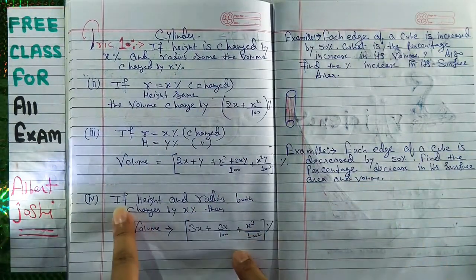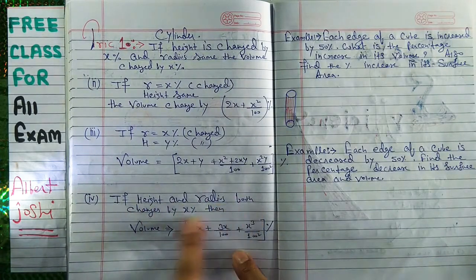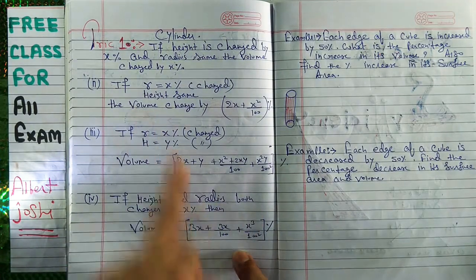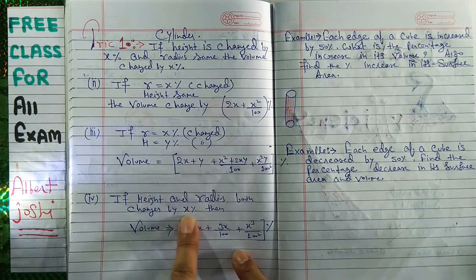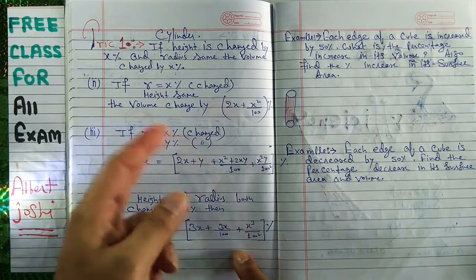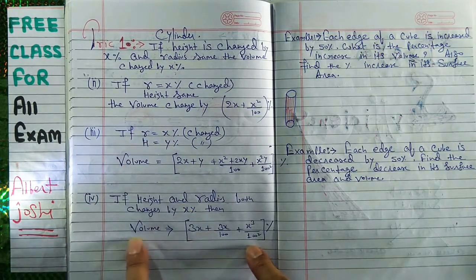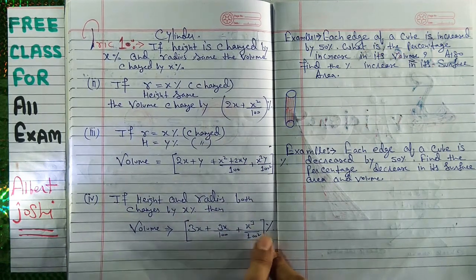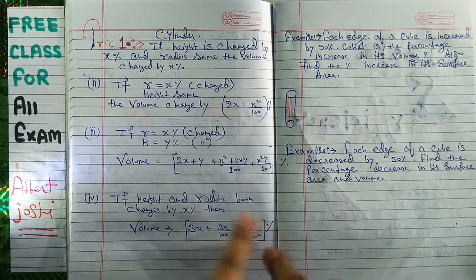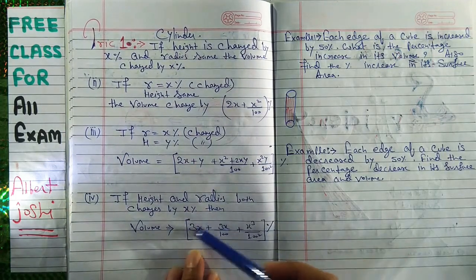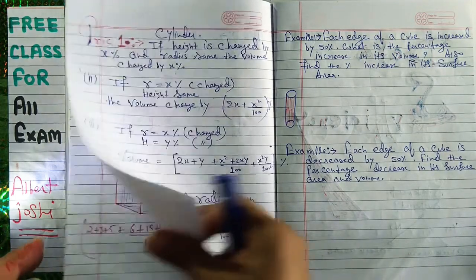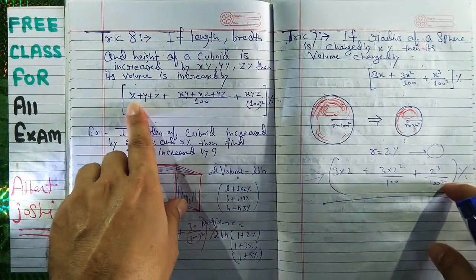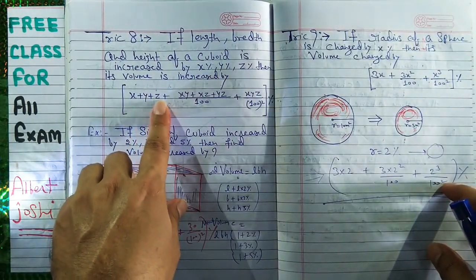Now the last one is if height and radius both are changed by x%. Both changed by x%, meaning changed by the same amount, like 2%, 3%, 5%. So in this condition, your total volume is equal to 3x plus 3x square upon 100 plus x cube upon 100 square, whole square percentage. So this formula is also the same. In place of this, you have to write only y is also x and z is also x.